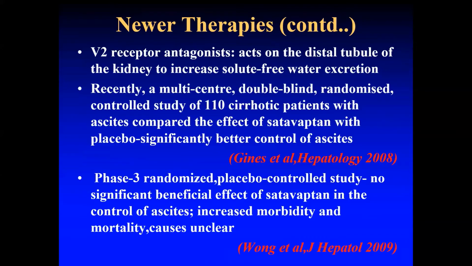The new molecule, this is the V2 receptor antagonist. This also has been used in these patients with ascites. It acts on the distal tubule of the kidney to increase the solute-free water excretion. In a multicentric, double-blind, randomized controlled study of 110 cirrhotic patients with ascites, they compared the effect of satavaptan with the placebo, and there was a significantly better control of ascites. However, in a phase 3 randomized placebo-controlled study, there was no significant beneficial effect of satavaptan in the control of ascites. There was an increased morbidity and mortality. However, the cause was unclear.